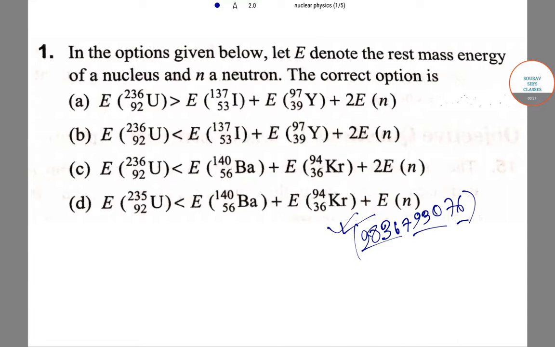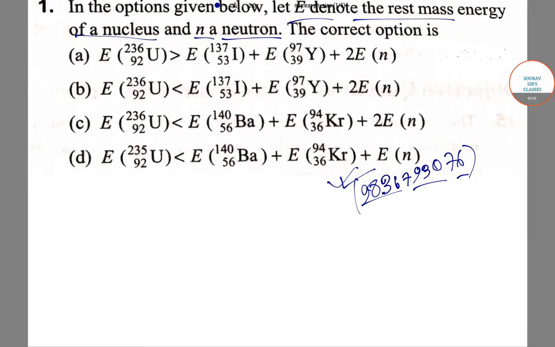Here the question is from nuclear physics. In the options given below, let E be the rest mass energy of a nucleus, and N is a neutron. The correct option is which? Here, four options are given. Here, E is the rest mass energy.